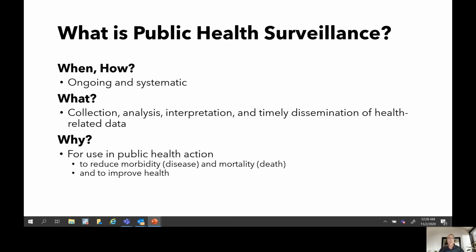And so it involves a collection, analysis, interpretation, and timely dissemination of health-related data. Again, if you do all this hard work, but you don't disseminate it for public health action, it's not going to have a lot of great consequence. It's a really important lesson. And then really reducing morbidity and mortality and improving health are the ultimate objectives of public health surveillance.